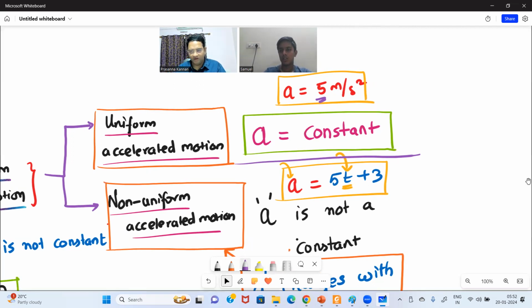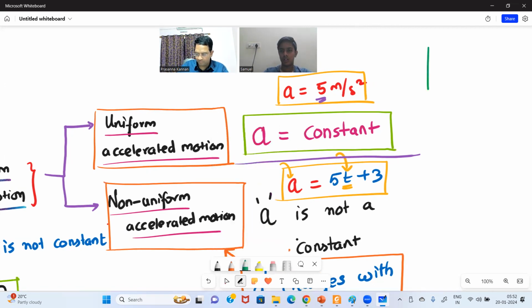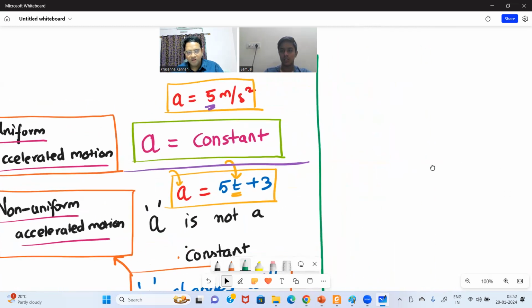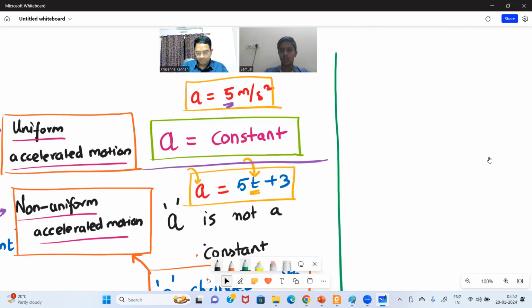We'll do a couple of examples. Let us say displacement is equal to 3t square plus 4. Tell me if it is uniform motion or uniform accelerated motion or non-uniform accelerated motion. I'm just going to give you some questions. Try.